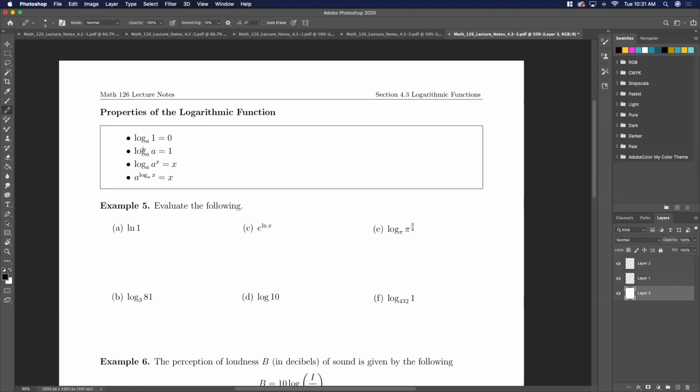All right, so the log base a of 1 is always 0, right? Because (1, 0) is always a point on that graph. Or a to the 0, no matter what a is, as long as it's positive, is always 1, okay? a to the a is always 1. What's this asking? a to what power equals a? Well, 1, right? a to the x is x.